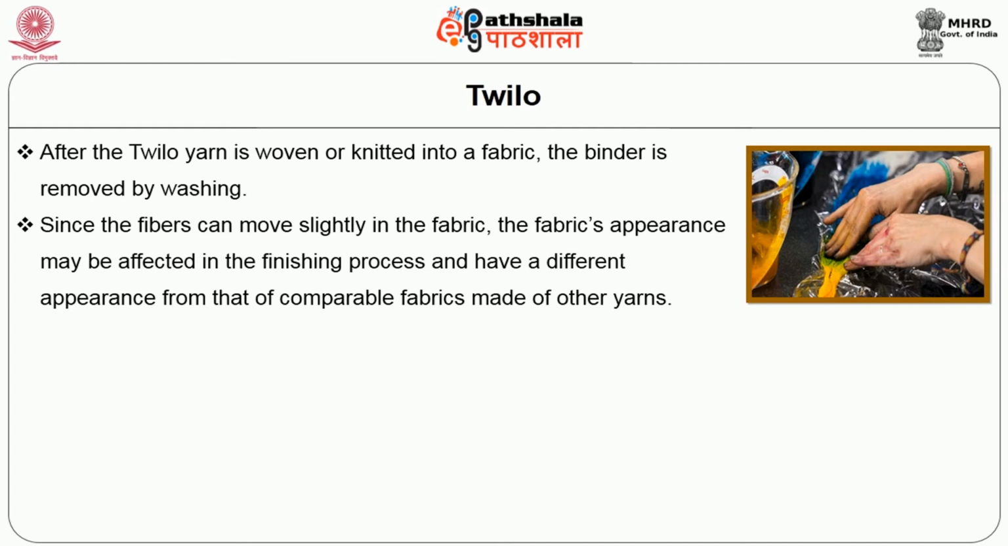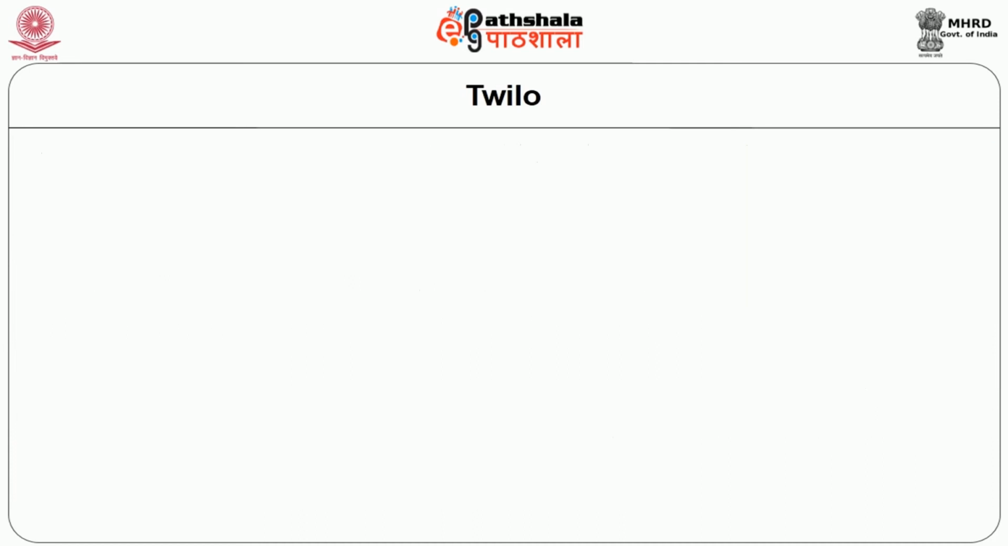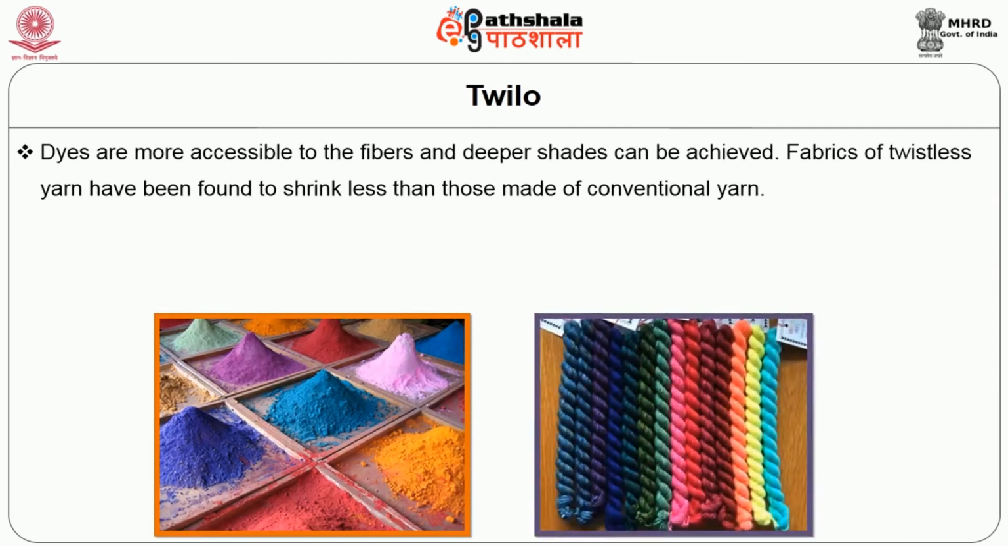Fabrics made of this twistless yarn have an attractive luster because the fibers in the yarn are relatively parallel to each other, thereby providing a flat, smooth surface. Dyes are more accessible to the fibers and deeper shades can be achieved. Fabrics of twistless yarn have been found to shrink less than those of conventional yarn.